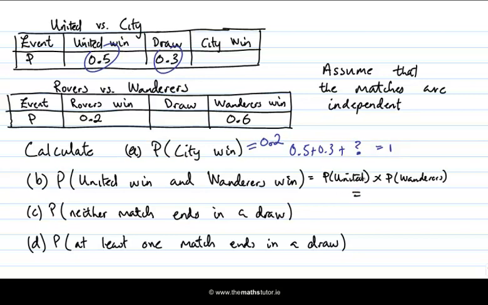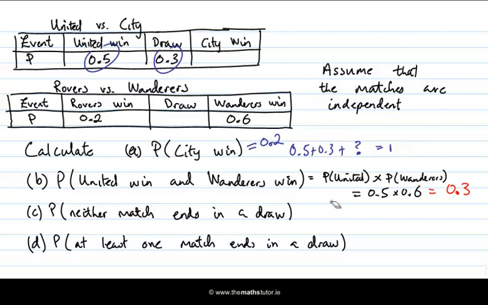So now we know these two probabilities here. The probability of United win is 0.5 and the probability of a Wanderers win is 0.6. So our answer here is 0.5 times 0.6, and that comes out to be 0.3. You can do that in your head, or you could do it with a calculator if you want. Okay, so that's just using the multiplication rule for independent events. So when the two events are independent, then the probability that both occur is just the product of the individual probabilities.